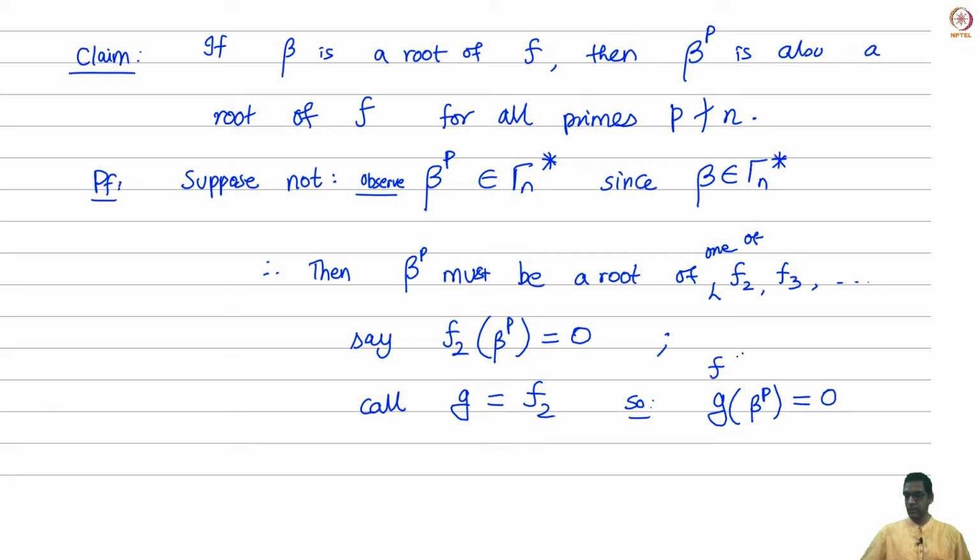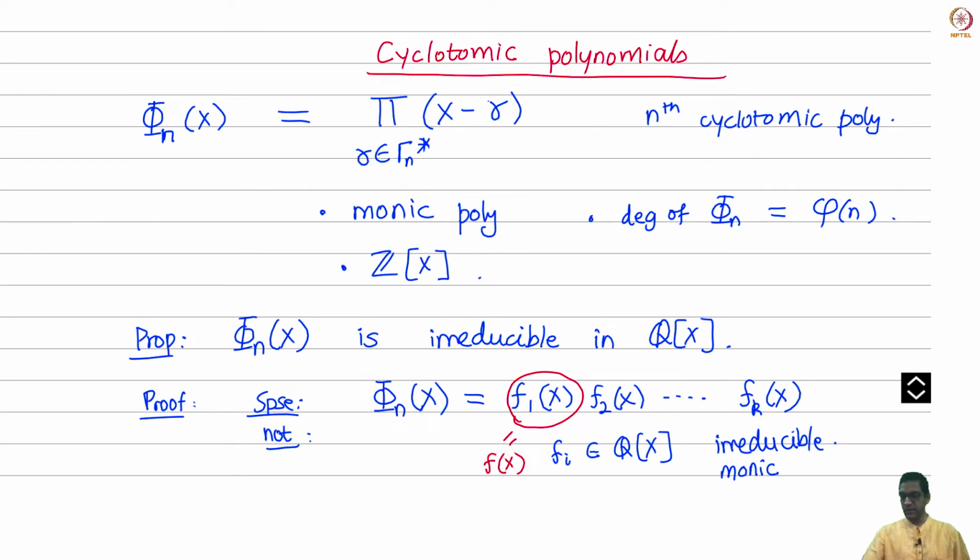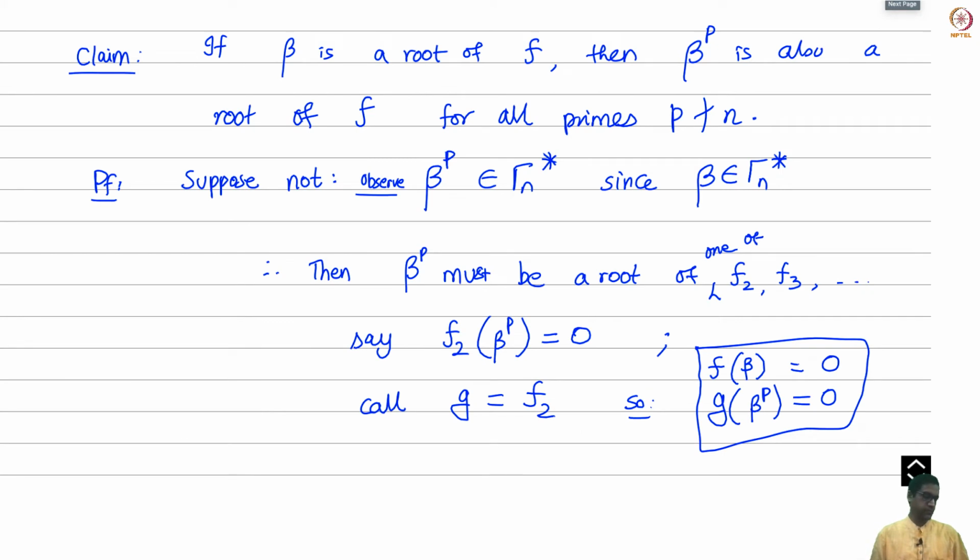Okay, what else do I know? I know that beta is the root of f. And f and g are just the names I gave to the first two factors, f1 and f2. So one guy is called f, the next fellow is called g. Okay, so let's remember all these pieces of notation.